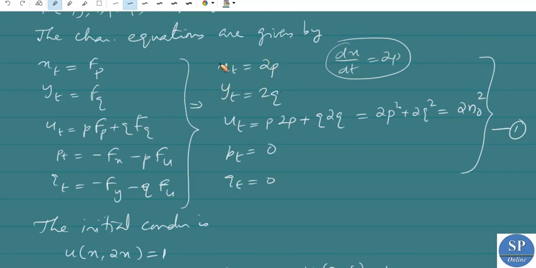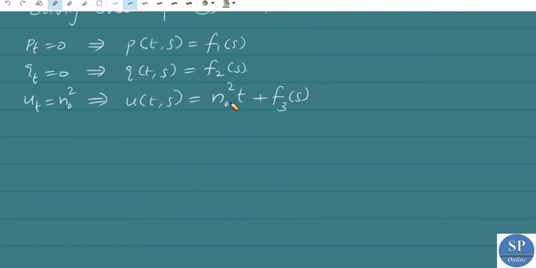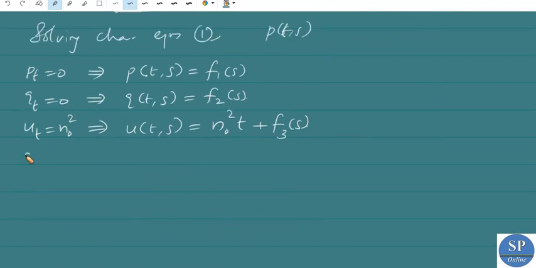So we can integrate this. Okay, now we have to integrate this x_t equal to p and y_t equal to q. Actually it is not separable, so we can write this as x_t equal to 2p and we have y_t equal to 2q. Okay, so from this, it is actually not separable, so we have p as f1 of s, so it is a constant, so it can be written as x_t equal to 2 into f1 of s.